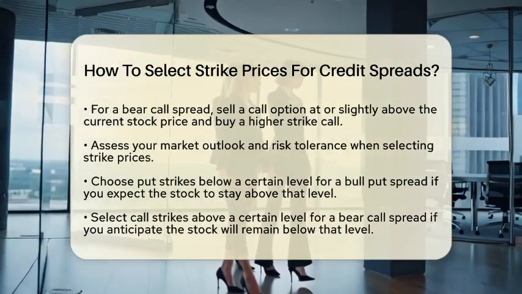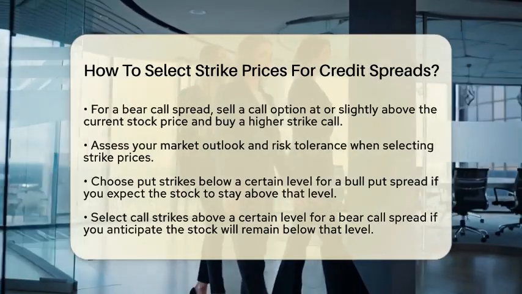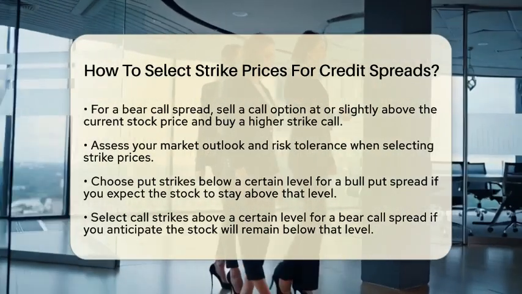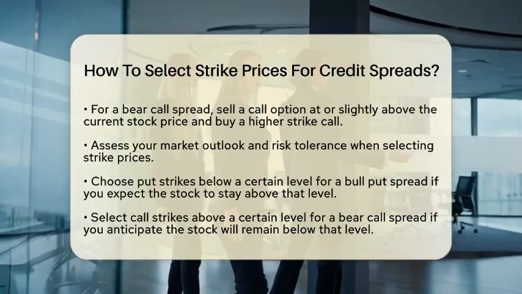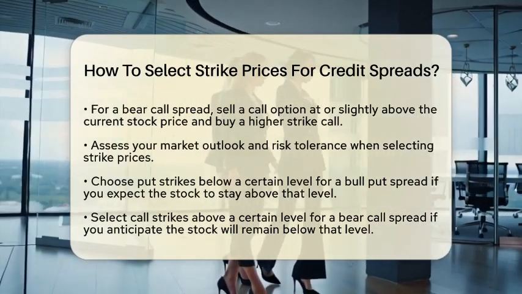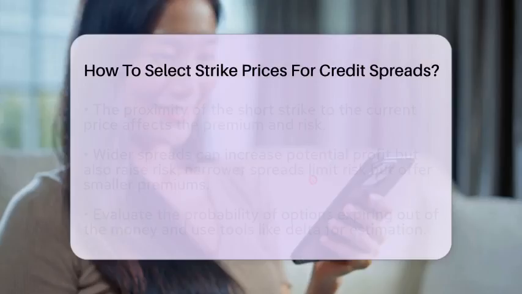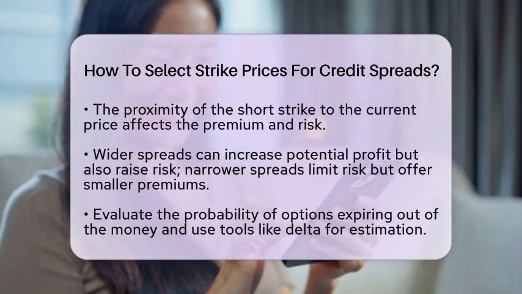Now, let's talk about the distance between strike prices and spread width. The difference between the sold and bought strike prices defines your maximum risk. A wider spread can increase potential profit but also raises risk. Narrow spreads limit risk but offer smaller premiums.